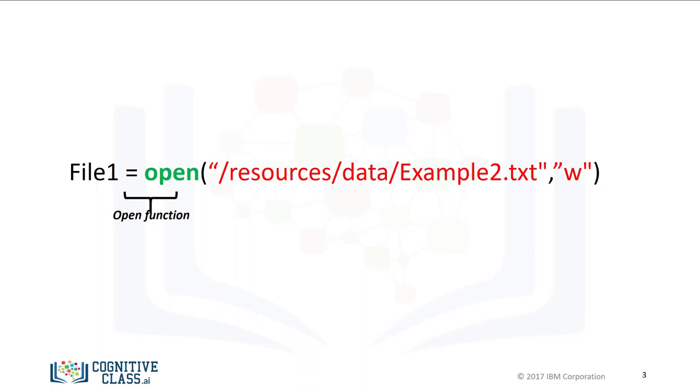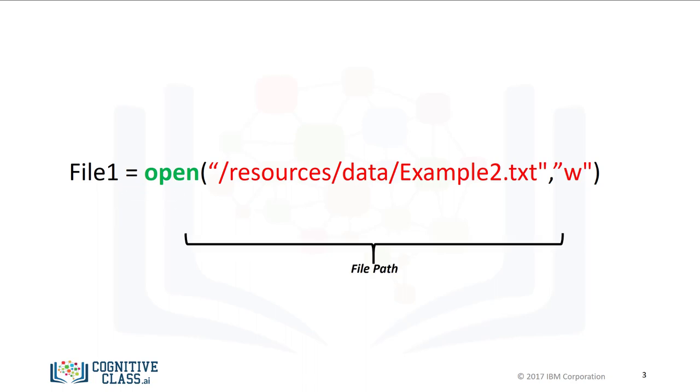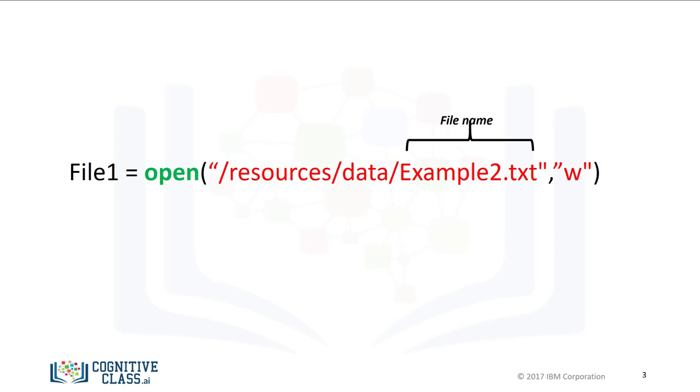We use the open function. The first argument is the file path. This is made up of the file name and the file directory. The second parameter is the mode. Common values used include r for reading, w for writing, and a for appending. We will use r for reading. Finally, we have the file object.